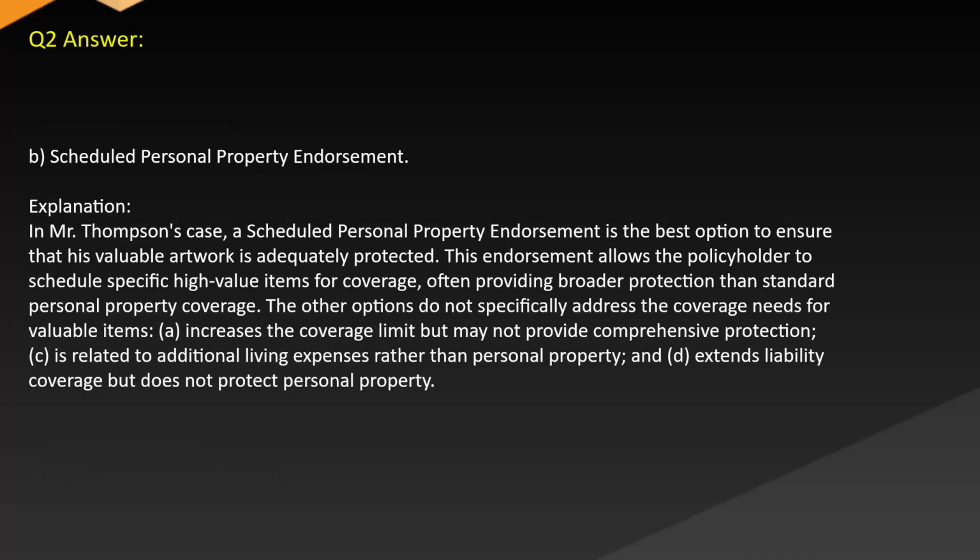Answer B. Scheduled personal property endorsement. Explanation. In Mr. Thompson's case, a scheduled personal property endorsement is the best option to ensure that his valuable artwork is adequately protected. This endorsement allows the policyholder to schedule specific high-value items for coverage, often providing broader protection than standard personal property coverage. The other options do not specifically address the coverage needs for valuable items. A increases the coverage limit but may not provide comprehensive protection. C is related to additional living expenses rather than personal property. And D extends liability coverage but does not protect personal property.